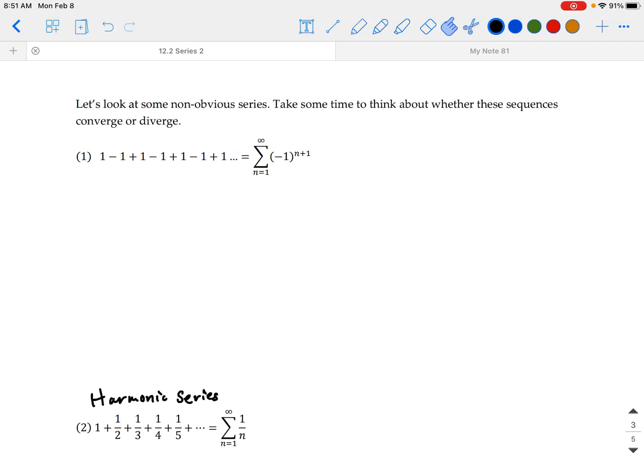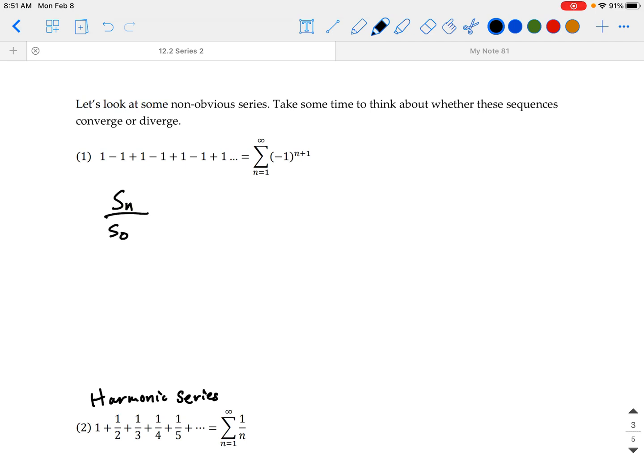So we're going to look at these three infinite series that are a little bit less obvious than just your normal geometric series. For number one, we've got this addition and subtraction of terms. So what we're going to want to look at here maybe is the sequence of partial sums, right? So let's look at S sub n here.